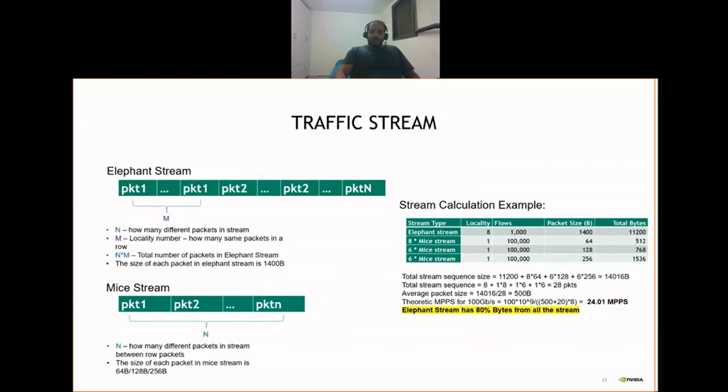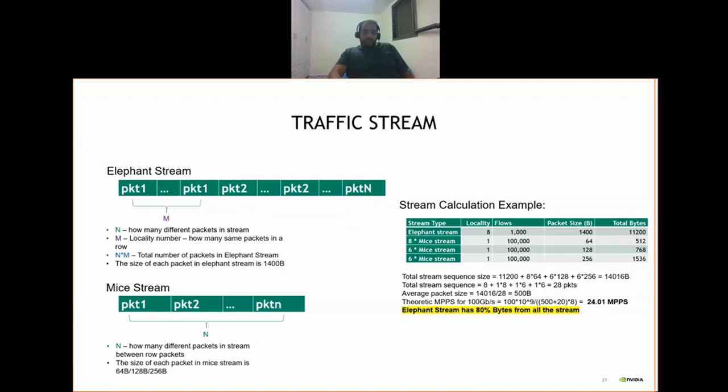As Roni mentioned before, we separated the traffic into two streams: an elephant stream and a mice stream. The main idea is that the elephant stream holds something like 1K flows with 1400 bytes per packet size. The stream doesn't have many packets, but overall it holds 70 to 80% of the total bytes of the stream. It also has a locality number that represents the number of packets that will be in a row. This is for better caching. As we can see here, we have packet 1, M is the locality number, then packet 2, and so on.